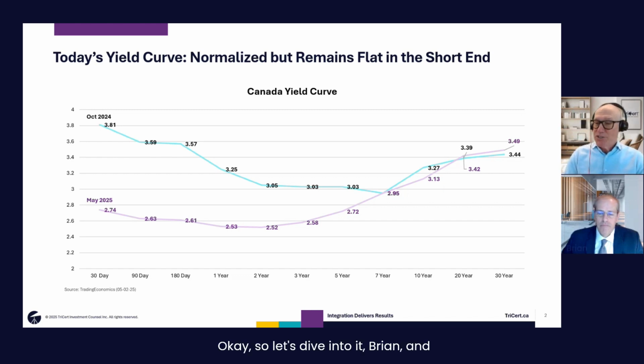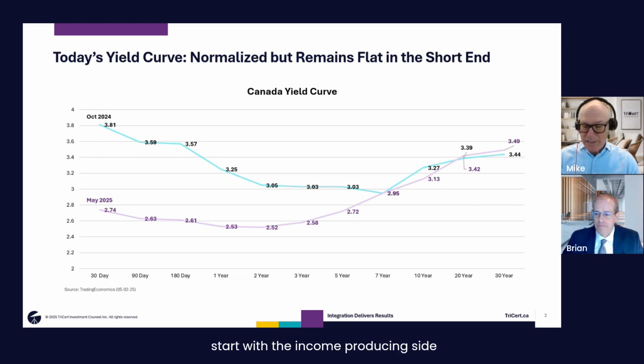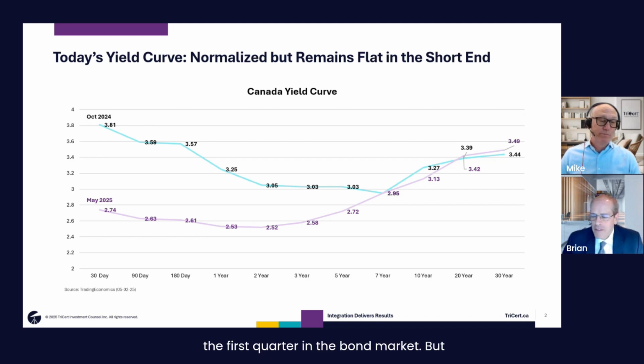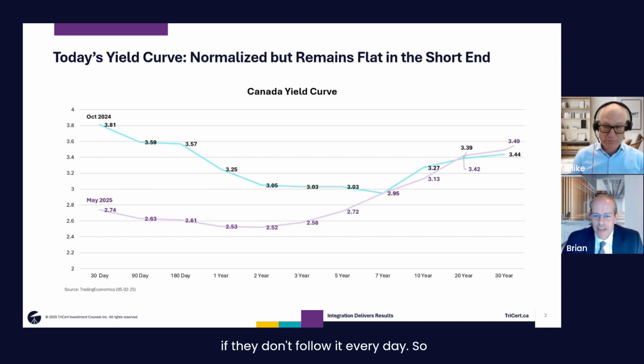Okay, so let's dive into it, Brian, and start with the income-producing side of our portfolios and what we observed in the first quarter, and maybe talk about yield curves and the shapes of those yield curves and what's changed. Sure. We'll step through some of the highlights here because quite a lot happened in the first quarter in the bond market. But this will be a nice summary for folks if they don't follow it every day.